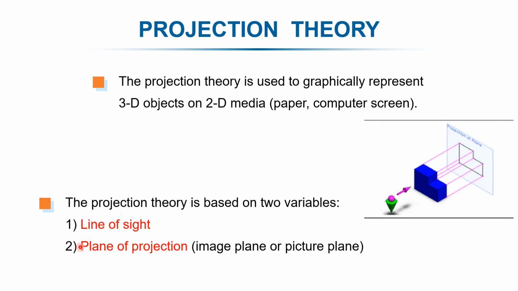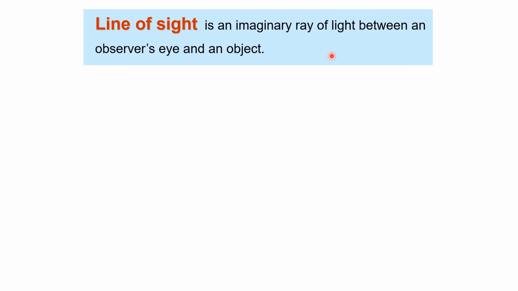One is line of sight and the second is plane of projection. Here you see a line that is hitting the wall, and again another point, these are the lines. So in projection theory, one important thing is the line of sight, and the second is the plane of projection, the screen on which the projection is forming. Those are the two basic principles of projection theory. I will explain the principles one by one.